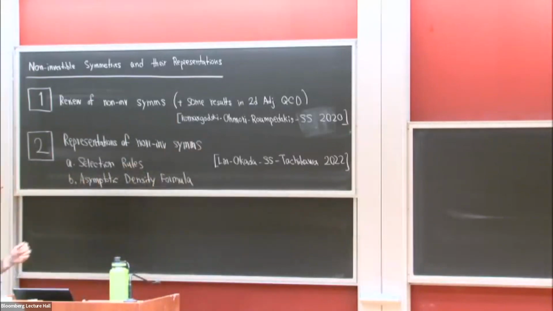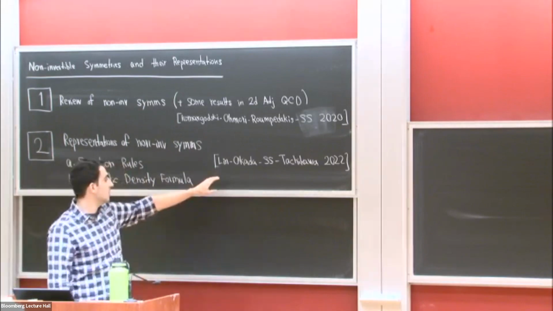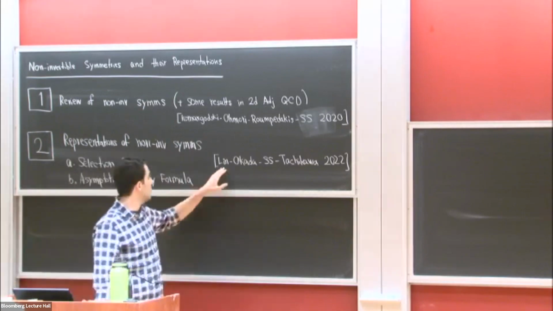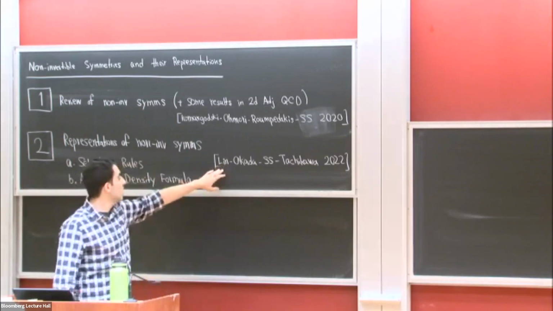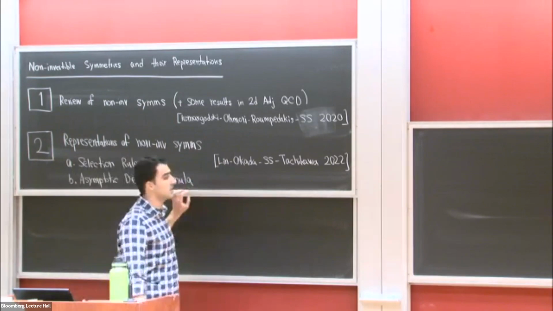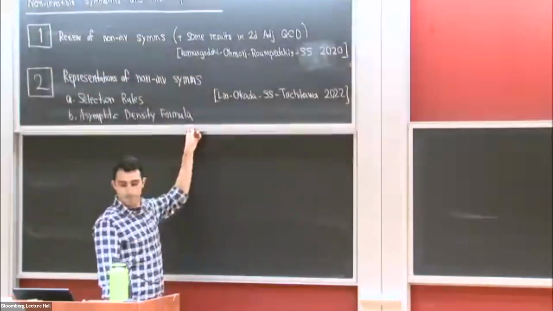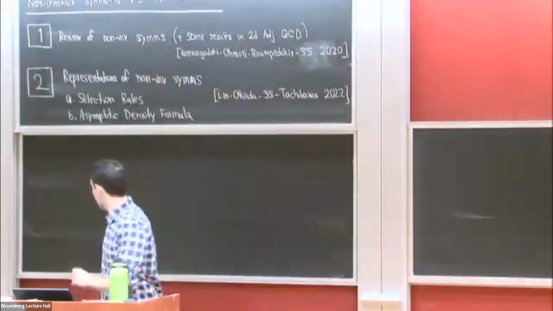The second part is about representations of non-invertible symmetries, where I derive selection rules and asymptotic density formulas. This is based on a more recent work from a month ago with Ying-Hsuan Lin at Harvard, Masaki Okada, a student in Japan, myself, and Yuji Tachikawa. Okay, let me begin.